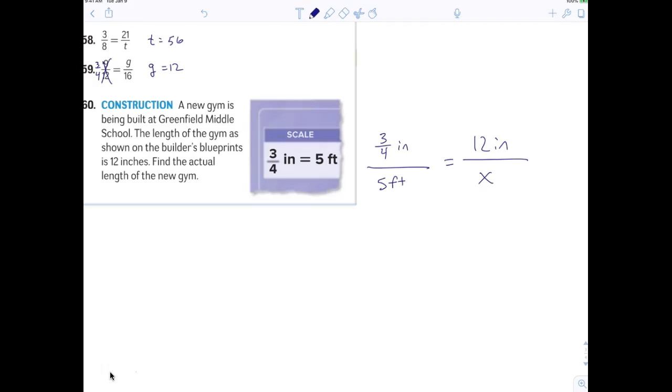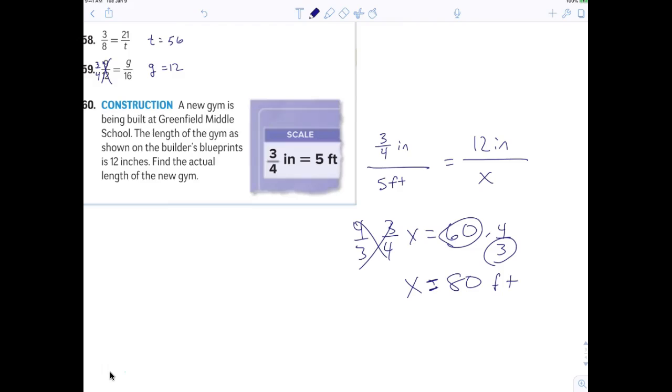When I cross multiply, I get 3/4 x is equal to, and 12 times 5 is 60. Thank you. And then how do we solve a fraction? Multiply by the reciprocal. So now we're putting a 4/3 here. 4/3 cancels. X is equal to 80. Do the division first. Yes, 80. So we say 80 feet. 60 divided by 3 is 20. And then 20 times 4 is 80.